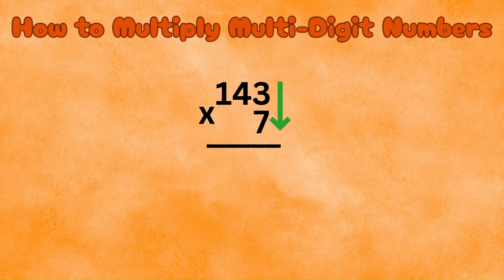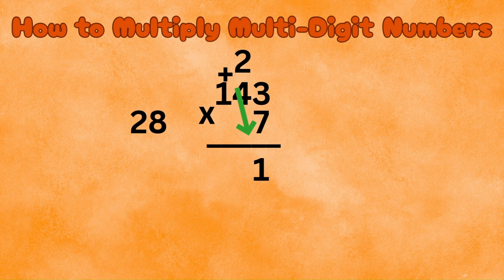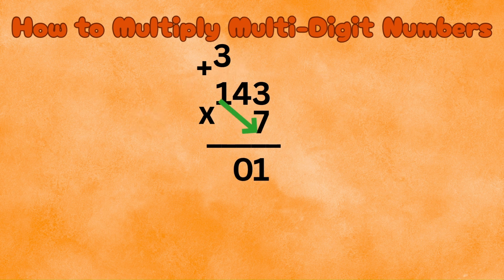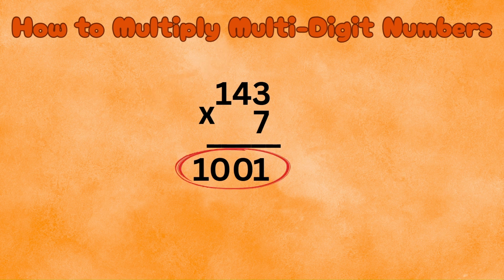Let's try a bigger number. First, we start up to down with 3 times 7, which equals 21. We put the 1 right under the 3 and 7, and then we put the plus 2 over the next digit. Then we multiply 4 times 7, which equals 28. Then we add the plus 2 to get 30. We put the 0 underneath, and then put the plus 3 over on the next digit. Then we multiply 1 times 7, which equals 7. Then we add the 3, which equals 10. So then, 143 times 7 equals 1001.